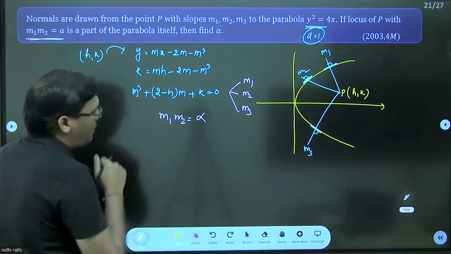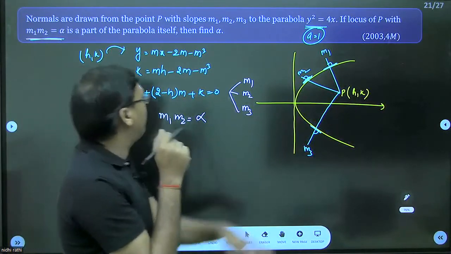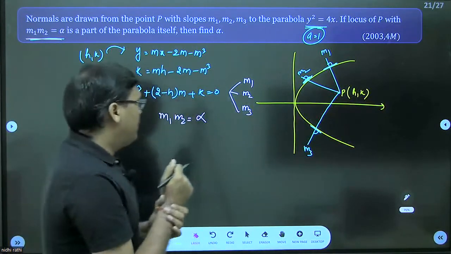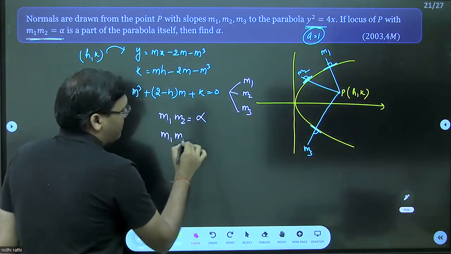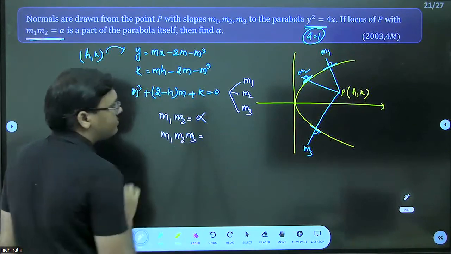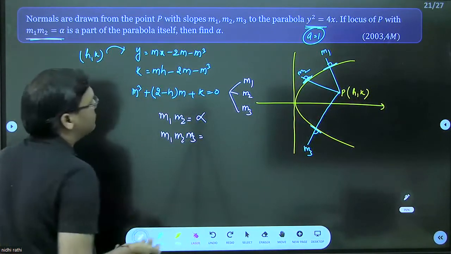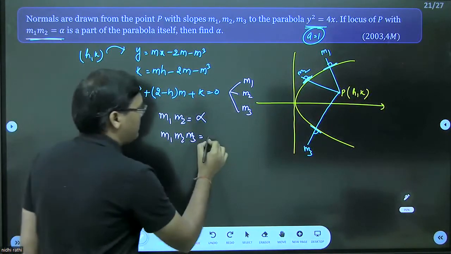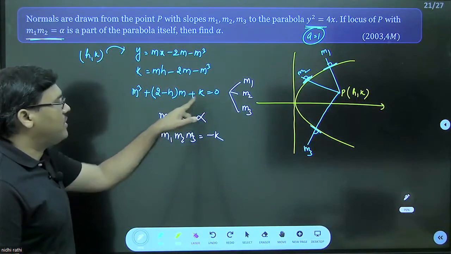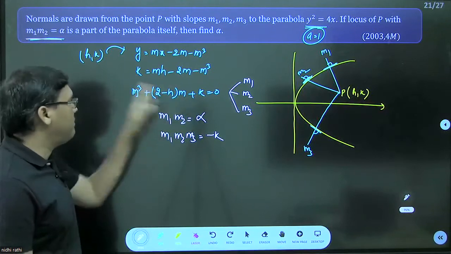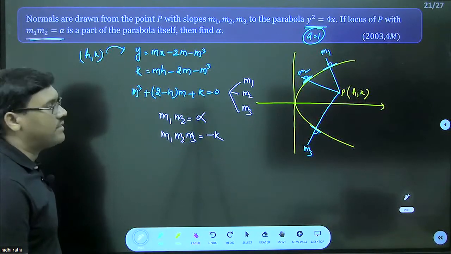अब आप ध्यान से देखो, how can you find the equation of locus? That means you have to find the relation in h and k. Can we say m1, m2, m3? What is the product of roots of this equation? This is minus k. You can see m1, m2, m3 will be coefficient of constant term divided by leading coefficient. Accordingly, you can write this, right?